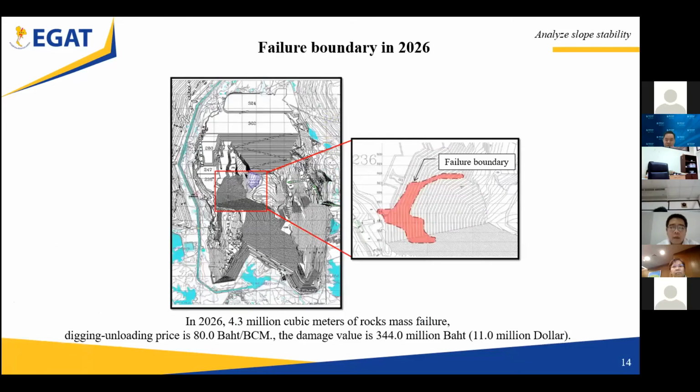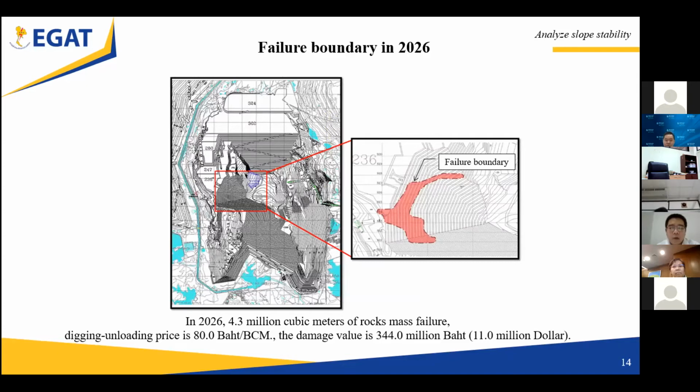From slope stability analysis in 2026, approximately 4.5 cubic meters of block mass will begin to fail. When the digging and unloading price is 80 baht per BCM, the damage volume is about 344 million baht, or about $11 million.